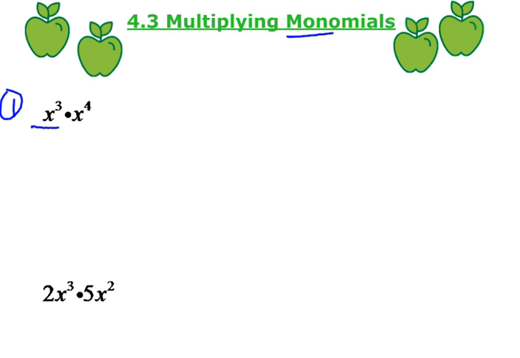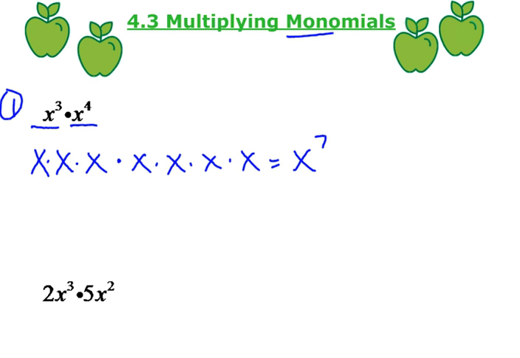If we write x to the third in expanded form, that looks like x times x times x. That's x to the third. We want to multiply that times x to the fourth, which looks like x times x times x times x. How many x's do we have? We have 7 x's there, but we're multiplying them, not adding them, so that is x to the 7th.